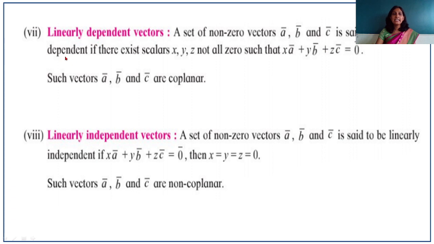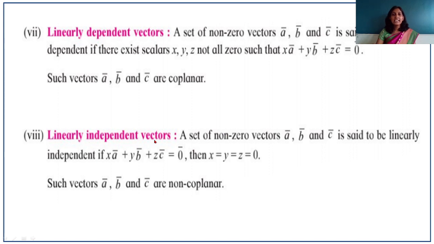said to be linearly dependent if there exist scalars x, y, z not all 0 such that x A bar plus y B bar plus z C bar is equal to 0, and such vectors are coplanar vectors. Then we say that A bar, B bar, C bar are linearly dependent vectors.